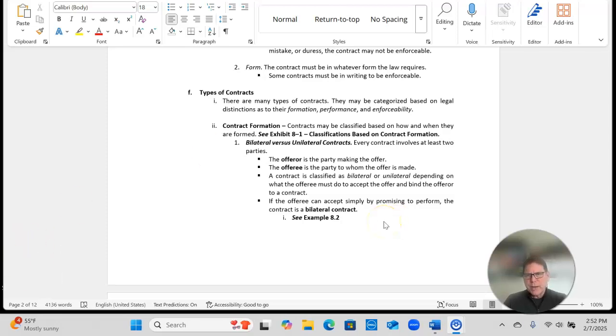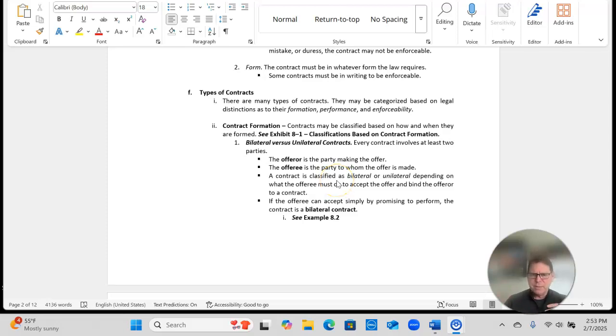Every contract, as I've alluded to, is going to have at least 2 parties, right? We're going to have the offeror, who is the party making the offer, and the offeree is the party to whom the offer is made. So when I was talking about bilateral versus unilateral contracts, we're talking about the offeror, the one who makes the offer, and the offeree.